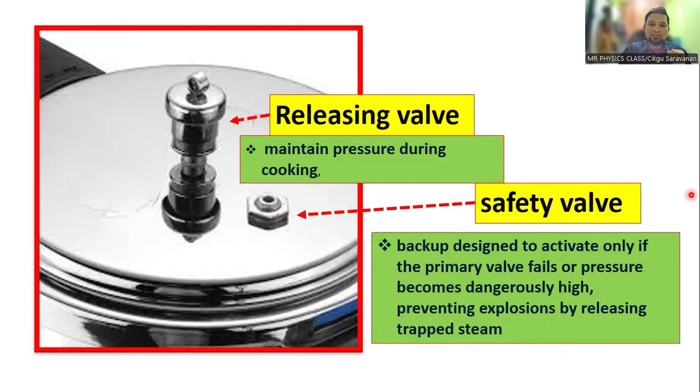So once the safety valve is kicked out, you have to replace it with new rubber and fix it back. But this one very seldom will happen. This one is only for the safety precaution. The safety valve is only for the precaution step. Normally, the excess steam, the excess pressure, will be released by this valve, the releasing valve.